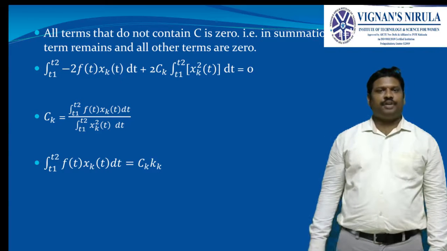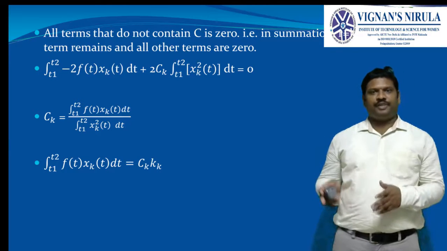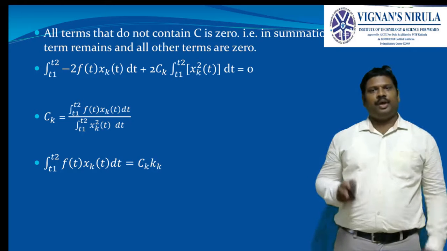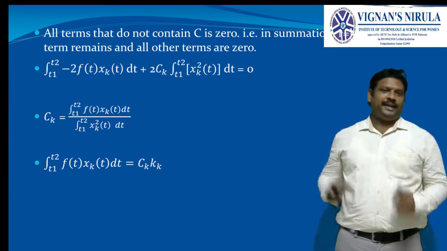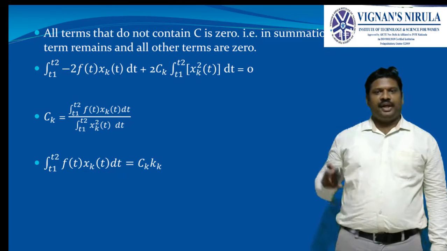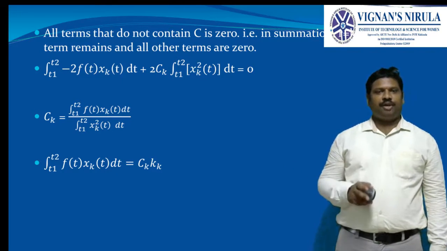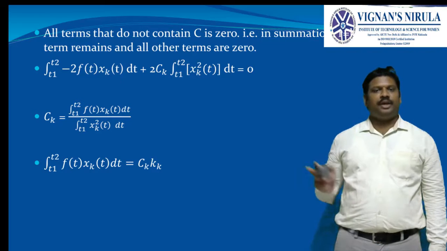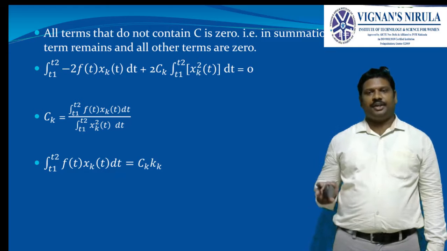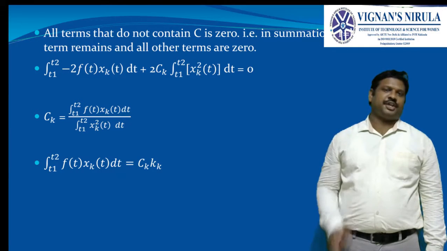Then we'll get the integral of t1 to t2, 2 into f of t, xk of t dt plus 2 into ck integral of t1 to t2, xk square of t dt. Then ck is equal to integral of t1 to t2 f of t, xk of t dt, over integral of t1 to t2 xk square of t dt. Then the integral of t1 to t2 f of t xk of t dt is equal to ck into kk.